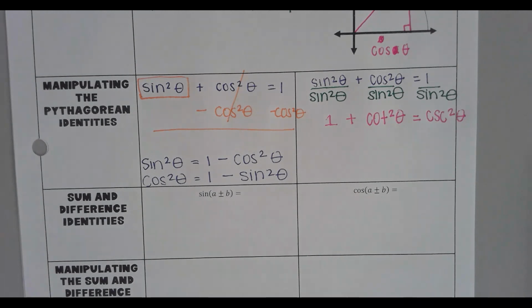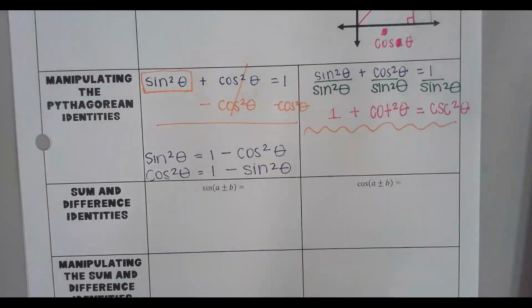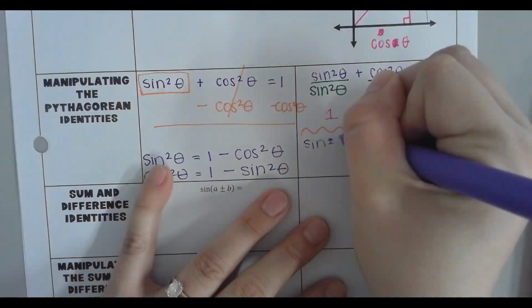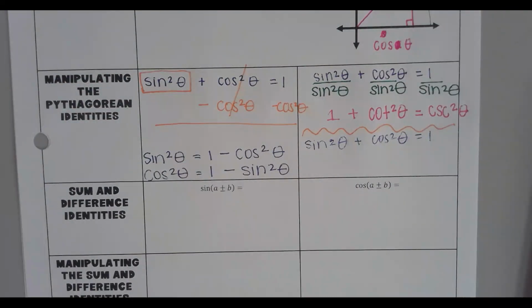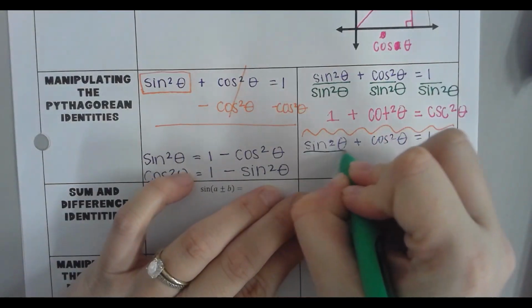Okay, this lesson is not going to make or break your test, but it might be worth your while to memorize these. We can do this same thing, but dividing by cosine. So sine squared theta plus cosine squared theta equals 1. I went back to that original Pythagorean identity, and I'm going to divide everything by cosine squared.